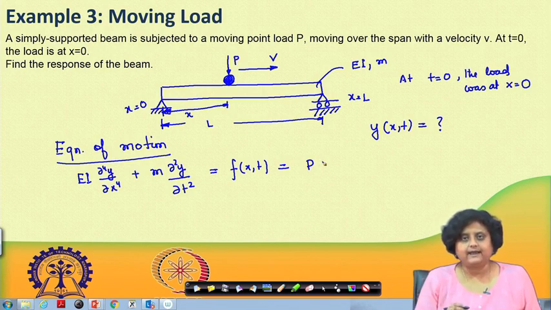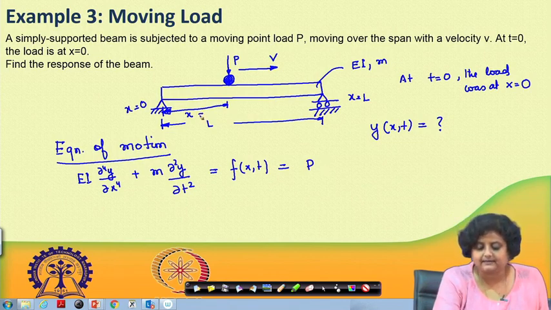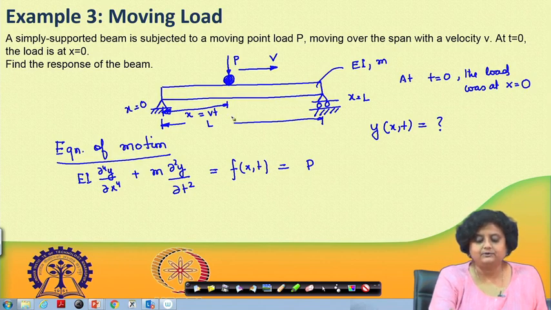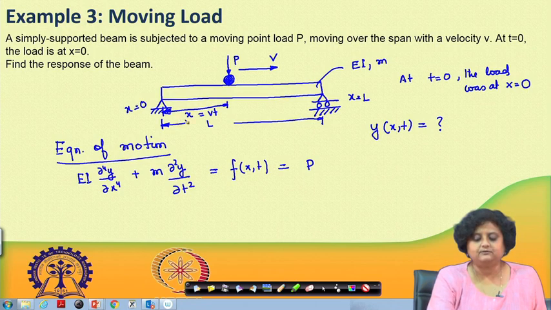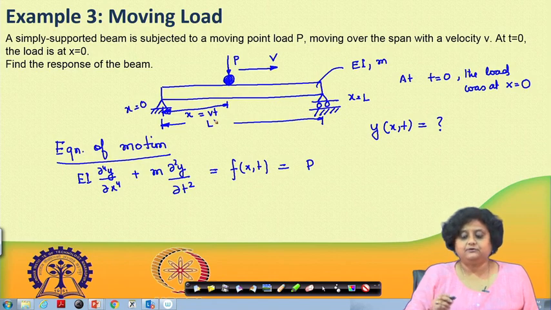Now, what is that x? That x is going to be Vt, because at t equals 0, it was at x equal to 0. So, by time t, it has moved a distance of Vt. So, at any time instance t, this concentrated load is at a distance of x equal to Vt. Therefore, at any time instance t, this load is a point load acting at a point of x equal to Vt.